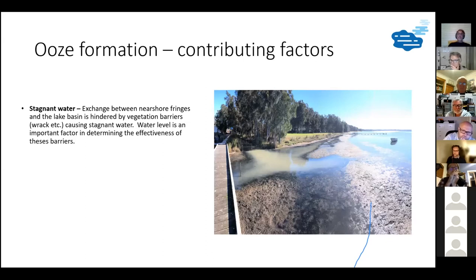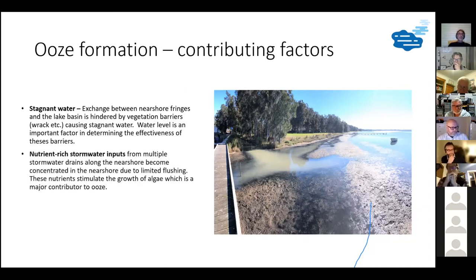The effectiveness of those barriers in terms of decoupling the nearshore and the basin is also highly affected by water levels. Obviously, when the water level is low, the barriers become much more effective, and it tends to trap that dirty water close to the shore. When the lake level is higher, there's much greater exchange between the nearshore and the lake basin.